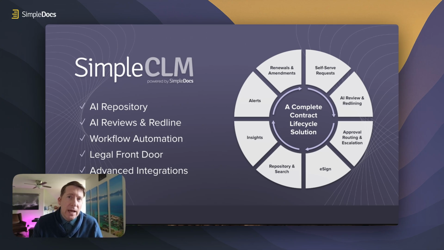Beyond the simple AI, beyond AI review and redlining is a full contract lifecycle management platform. And this is everything from an AI-first repository, which allows you to rapidly access your entire database using natural language. So if your CEO or CFO comes to you saying, hey, we need to find all of the agreements that have non-assignment clauses, you can very quickly do that using AI.